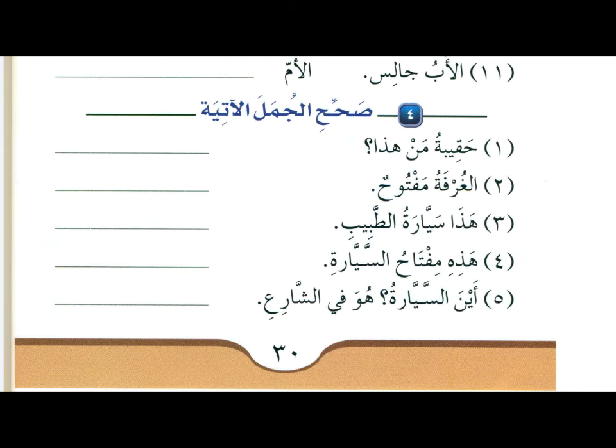Sahihil jumal al-atiya, correct the following sentences. There is a grammatical mistake in all of them. You need to find that mistake and you need to correct it. For example, hakibatu man haza. Hakiba, you see, has ta marbuta, it is feminine word. But haza is for masculine, so you need to change this. Hakibatu man hazihi. So you need to write hazihi here, or you can also write the complete sentence here. Al-ghurfatu maftuhun. So you see, ghurfa is feminine, ta marbuta, but maftuh is masculine. So you need to add ta marbuta here, maftuhatun. Then haza sayara tuttabibi. Sayara is feminine, haza is masculine. So you need to change into hazihi. Hazihi sayara tuttabib. Then miftah, you see, it is masculine.